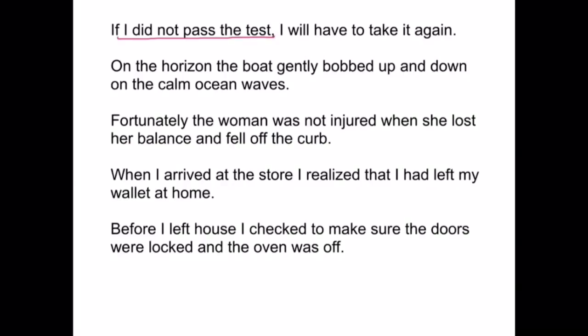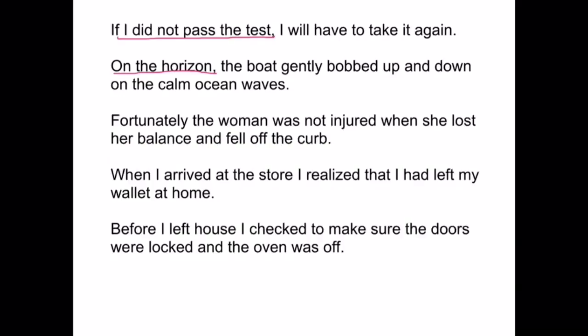Let's look at the next sentence. On the horizon, the boat gently bobbed up and down on the calm ocean waves. Put the comma after the introductory element. If you put the comma after horizon, you're correct. On the horizon is an introductory phrase.